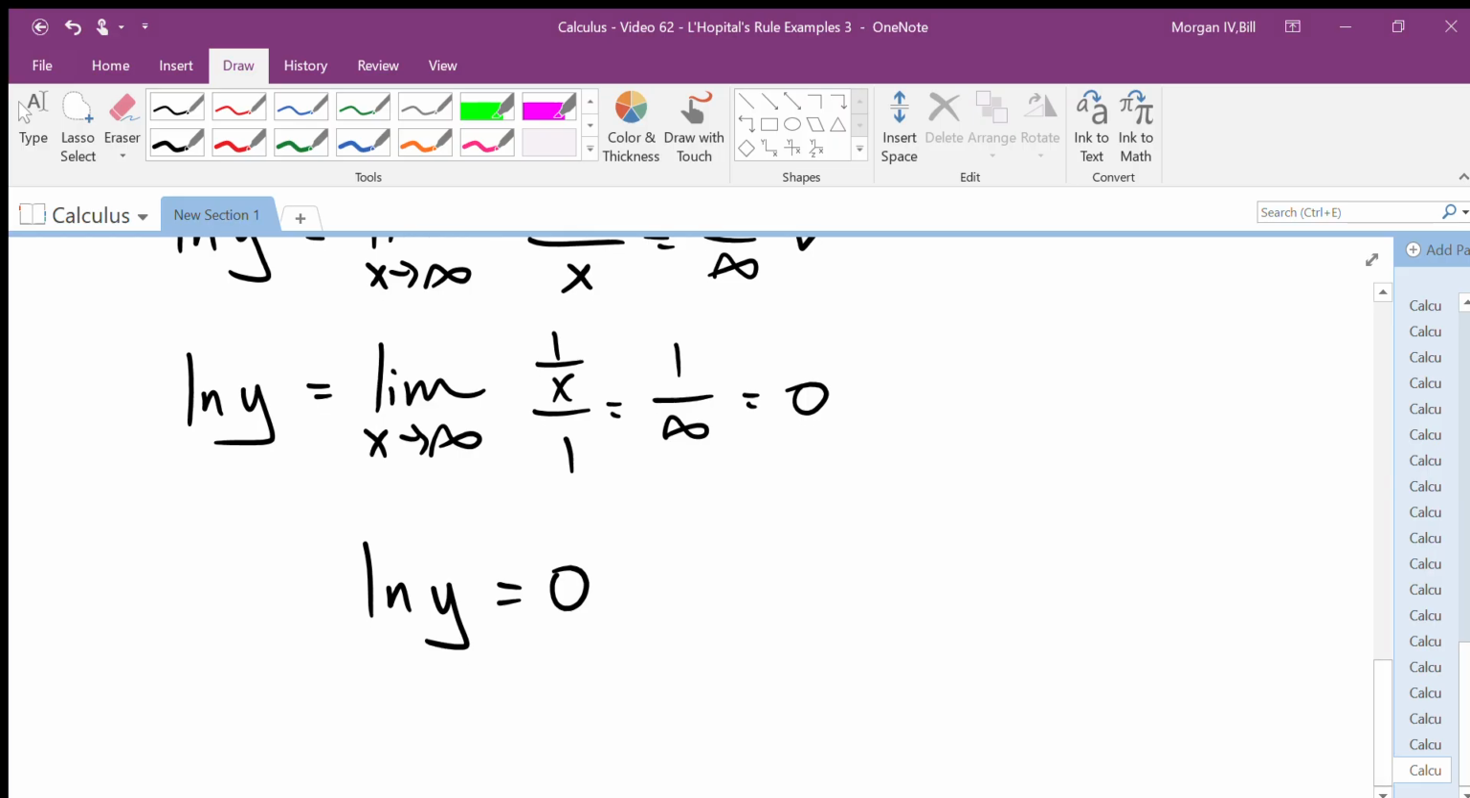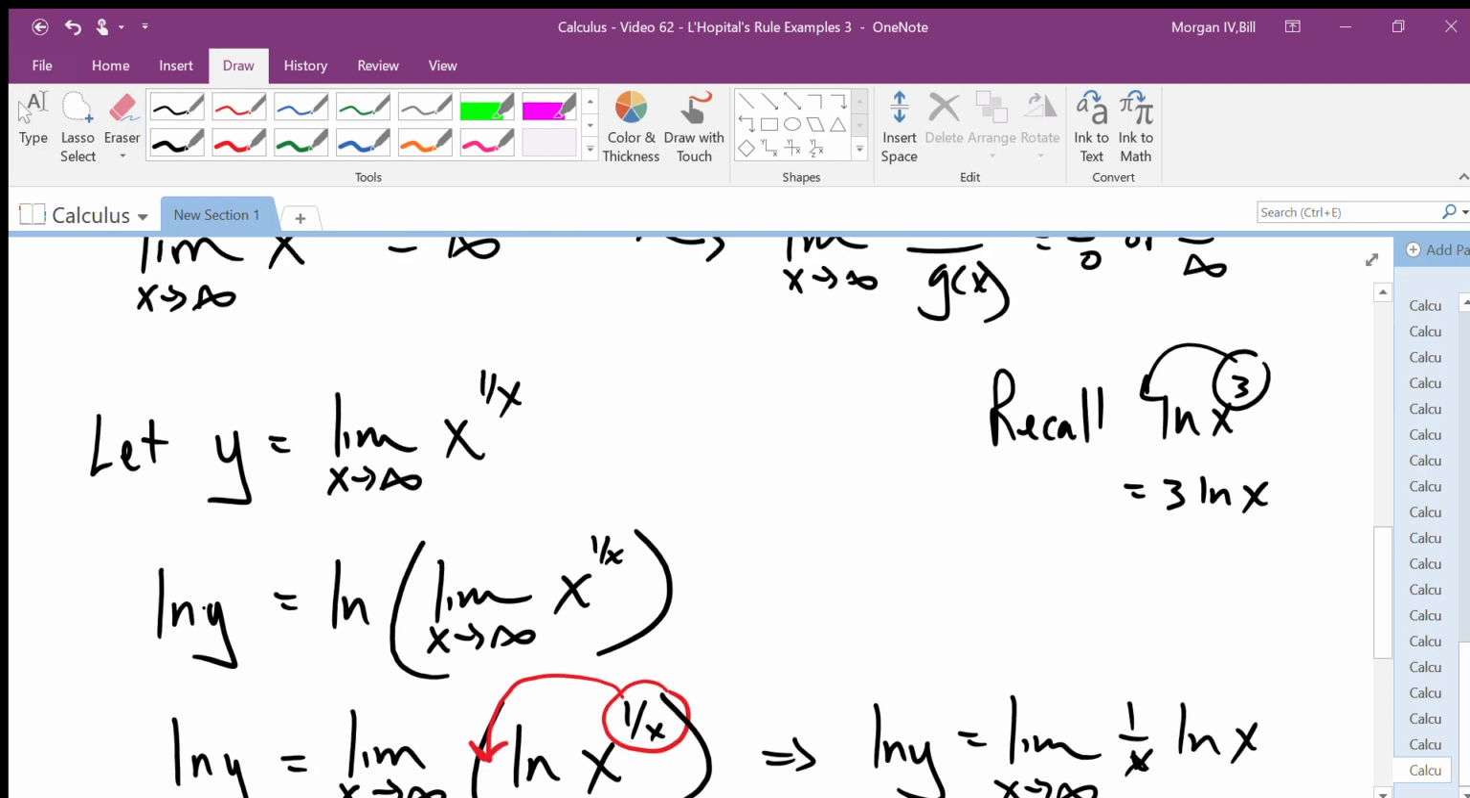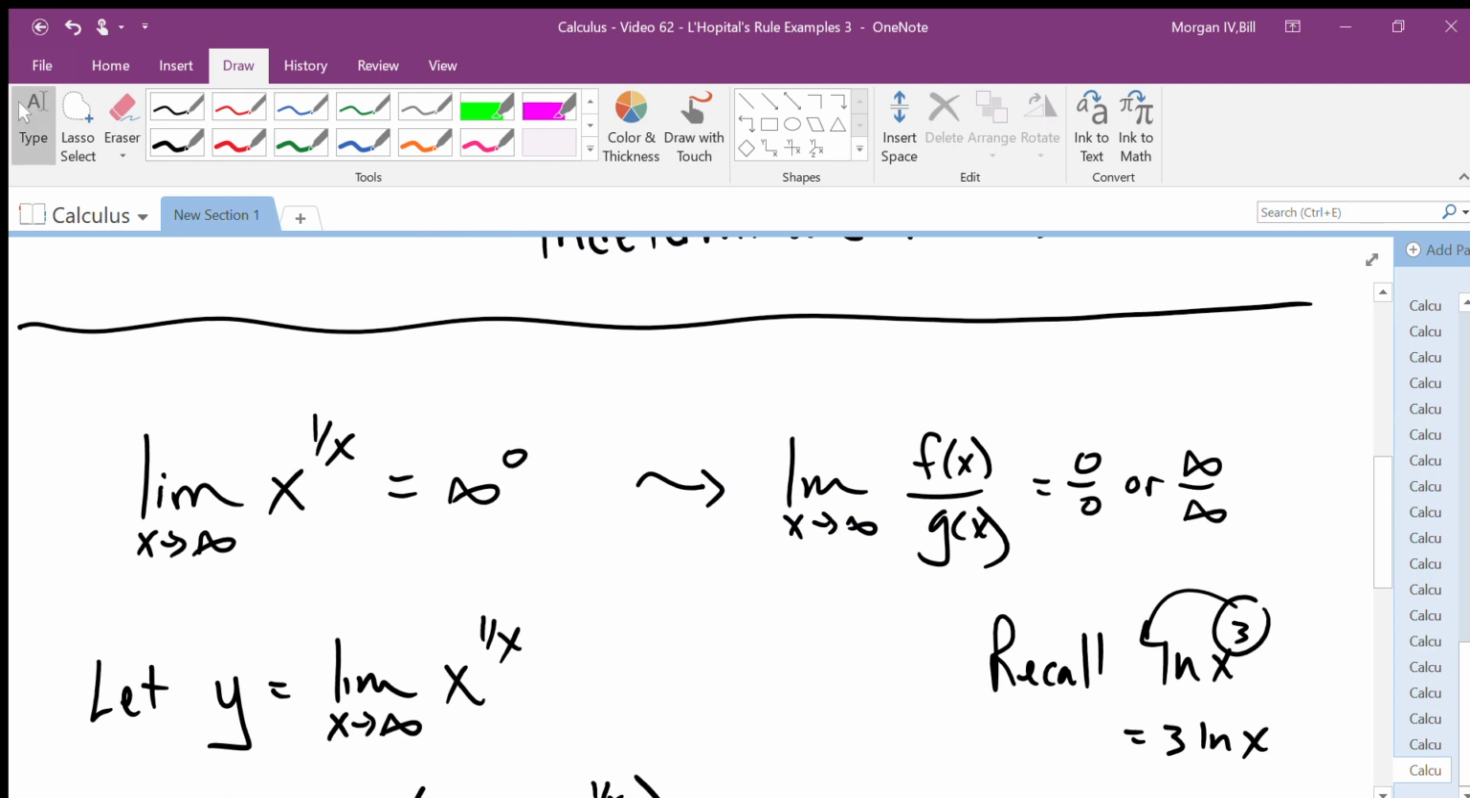What we want to do to get rid of the natural log is take e to the power of both sides. E to the natural log of y is y, and e, which is a number, raised to the power of 0, is 1, and since y is equal to 1, that means our limit is equal to 1. The answer here is 1. And in this particular case, infinity to the power of 0 is 1.